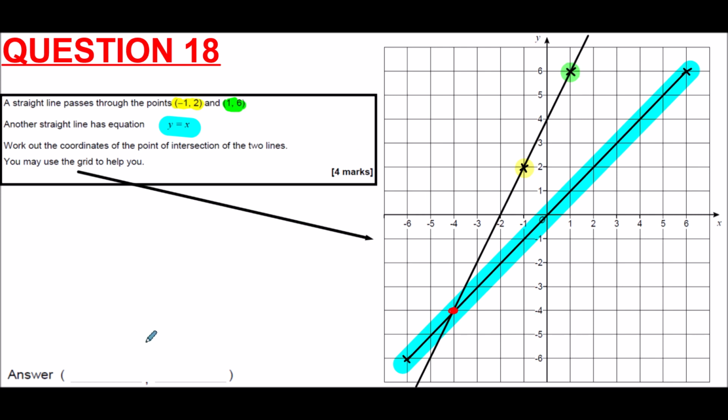And so that's all we need to do. That's a point of intersection of the 2 lines. A fairly generous 4-mark question, but in terms of just following it through, there's not too much work that needs to be done for those 4 marks.